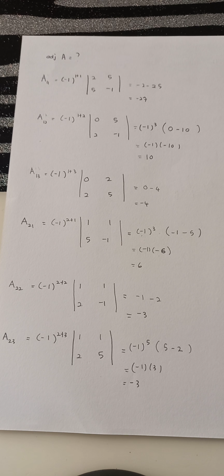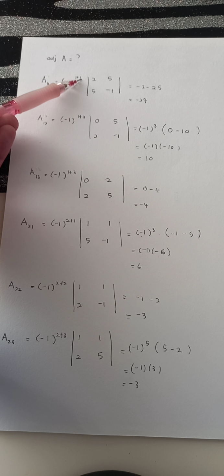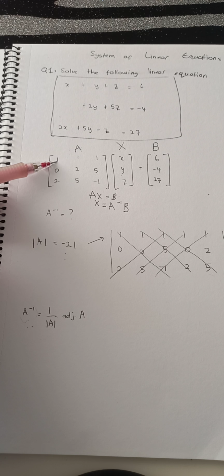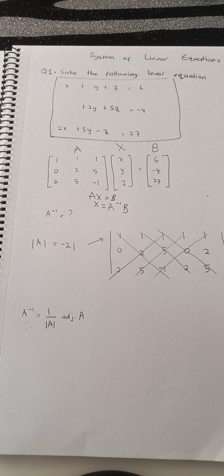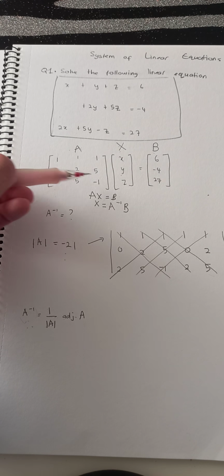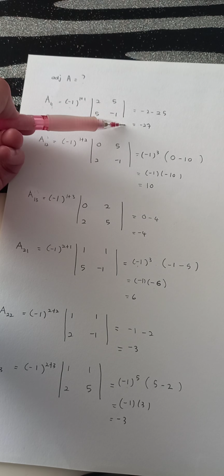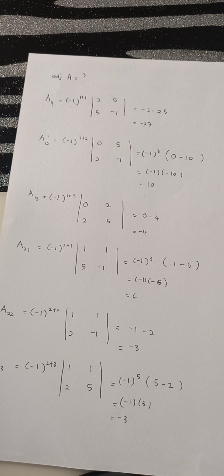For the adjoint of A, since the matrix is a 3 by 3 matrix, we have to find 9 entries. This is the formula. For A11, it is (-1) to the power of 1 plus 1 times M11. A11 is in the first row and first column, therefore we eliminate the first row and first column, which leaves only 2, 5, 5, negative 1. Then do the determinant. Negative 1 to the power of 2 will be 1, so 1 times negative 27 will be negative 27.